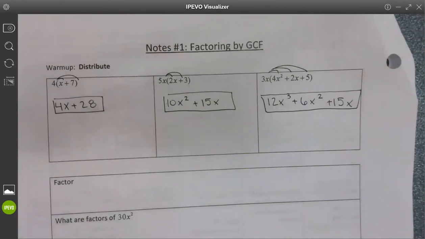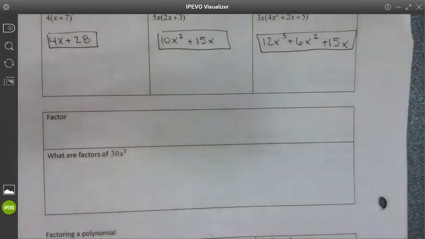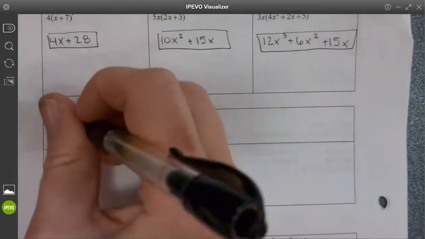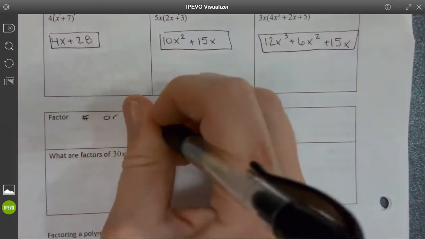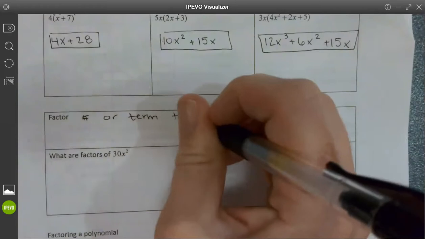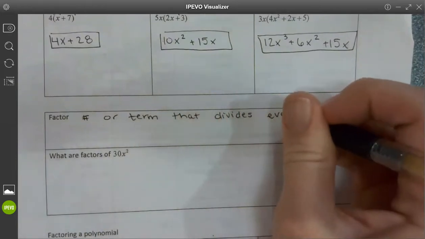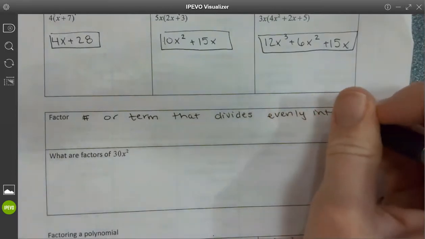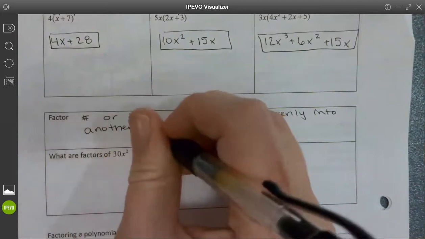What we're going to look at now is really the opposite of this, where we want to factor apart a polynomial, which means we want to break it down into its factors. And so before we get started, let's talk about what a factor is. So a factor is a number or term that divides evenly into another term.